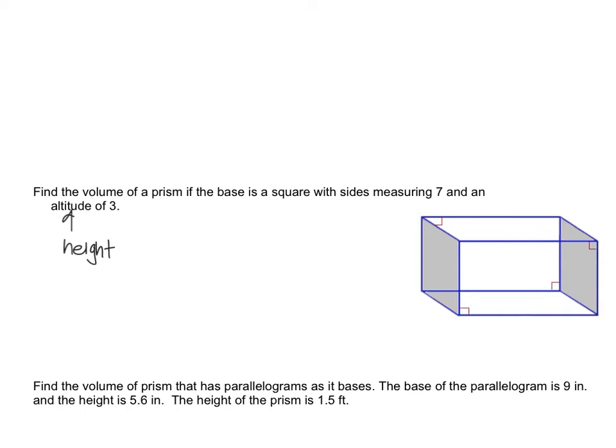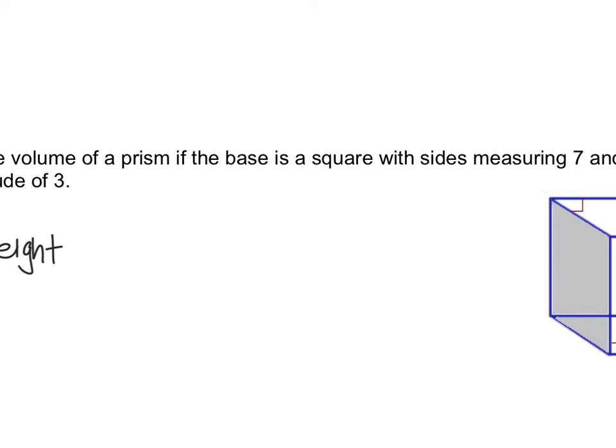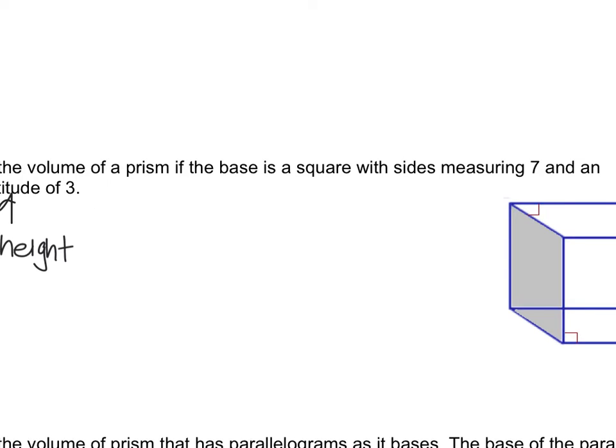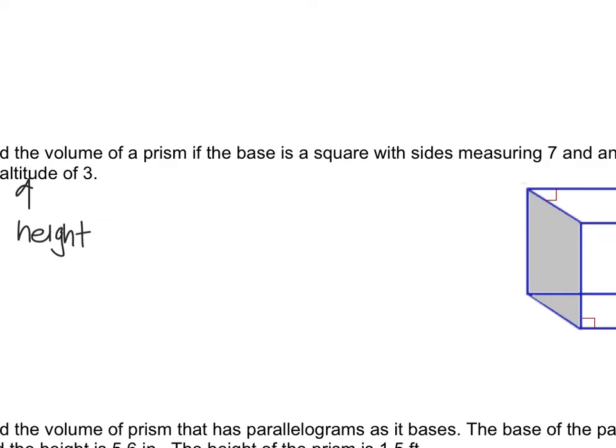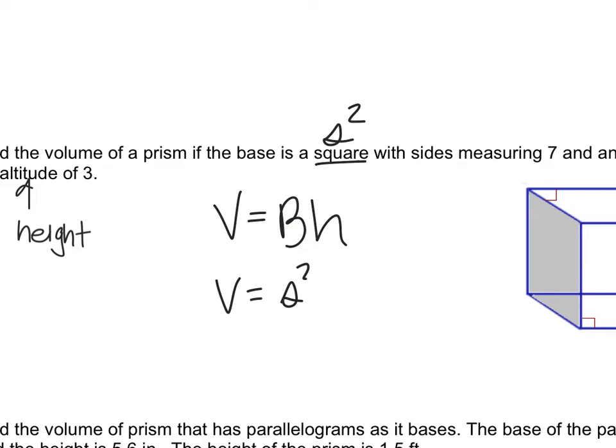So we're dealing with a square whose sides measure 7. And we know that all sides of a square are congruent, so we know our area formula for a square. Well, our volume is going to be BH, so our volume is equal to BH. We know the area of a square is side squared, so volume is equal to side squared times our height. And the sides of the square are 7, so volume equals 7 squared times our height of 3.